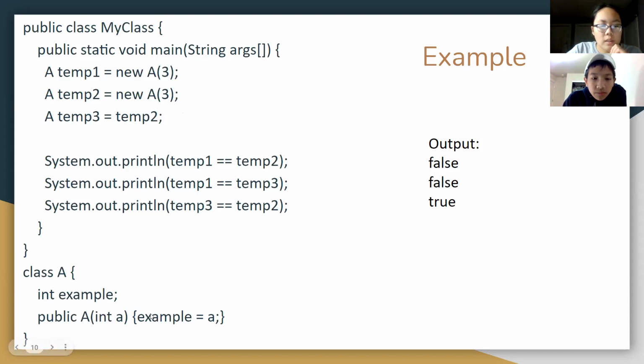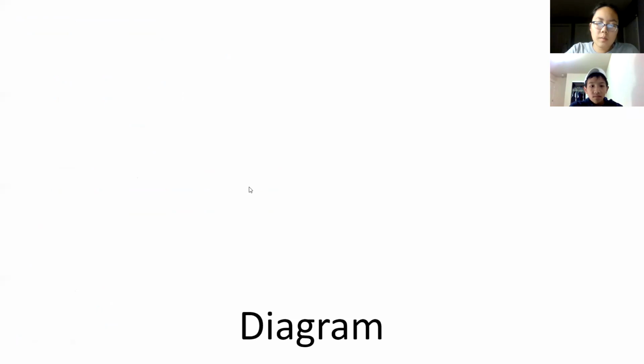And then we have a constructor that sets the example equal to the A that's passed in. We create A temp1 equals new A(3), and A temp2 equals new A(3), and then A temp3 equals temp2. What happens is these three print statements return false, false, true. And the reason, I'm just going to explain this a bit.